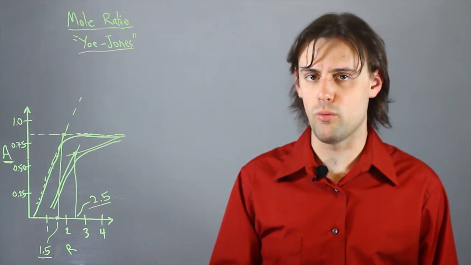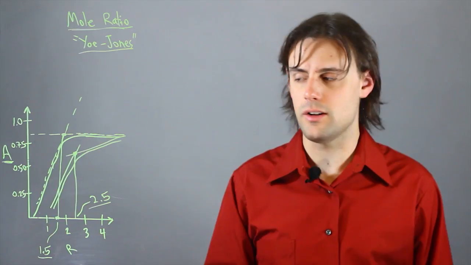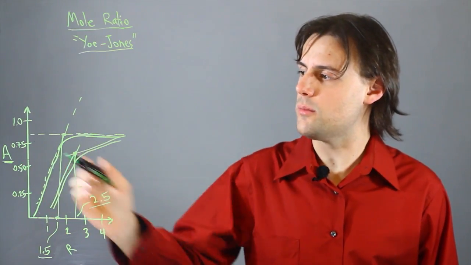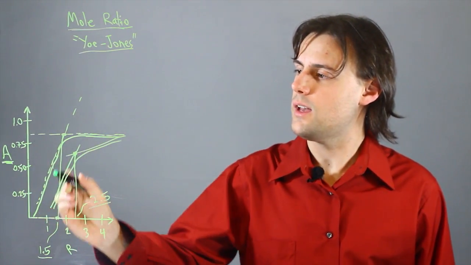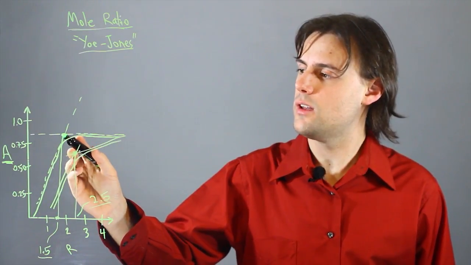You just increase one of the reactants in a given solution while keeping the other reactant constant, and using a spectrometer, you measure the absorbance and see where the two asymptotic behaviors join up.